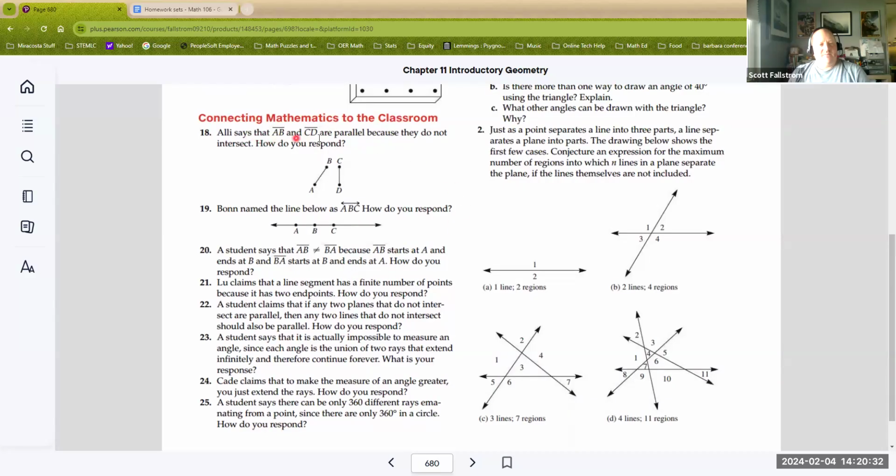Okay, then down here, I said 18 through 25. Allie says AB and CD are parallel because they do not intersect. Look at this, though, and make sure you ask questions. Allie, are these in the same plane? If they're not in the same plane, maybe they don't intersect. But remember, parallel is related to the line. A line is parallel to another line. Line segments are not parallel unless the line each contains is parallel.